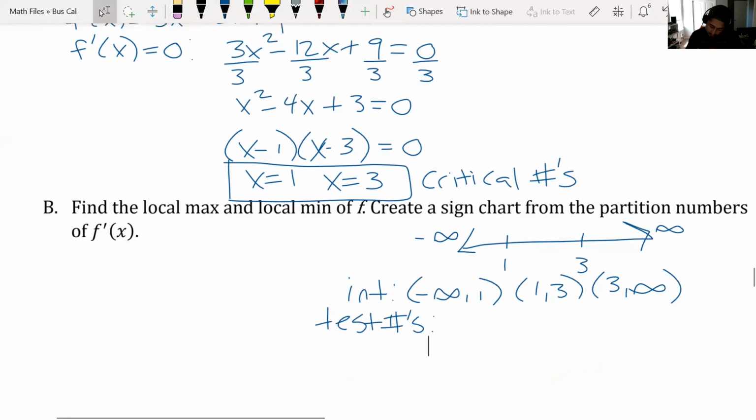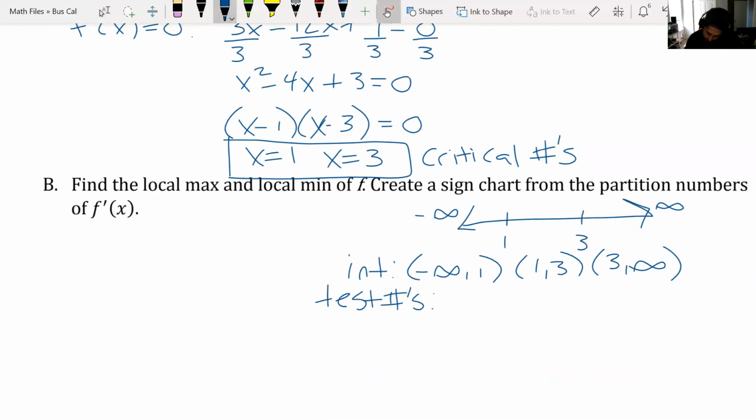Now you pick test numbers, and we'll do that down below. From negative infinity to 1, we're going to pick 0. From 1 to 3, I'm thinking of a number between 1 and 3. 2.5, perfect. Just kidding, 2. And then from 3 to infinity, we pick 4. Remember, this is a sign chart for the first derivative, so plug all of these into the first derivative.